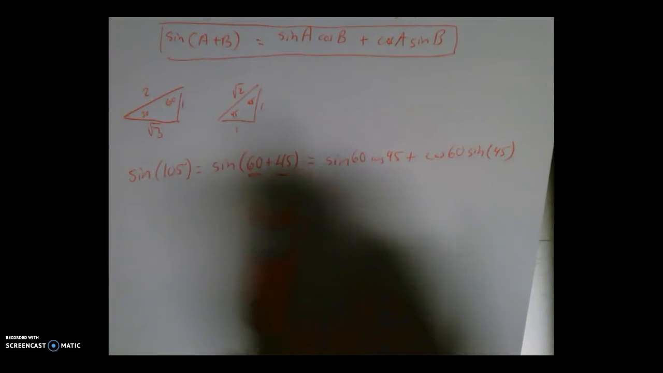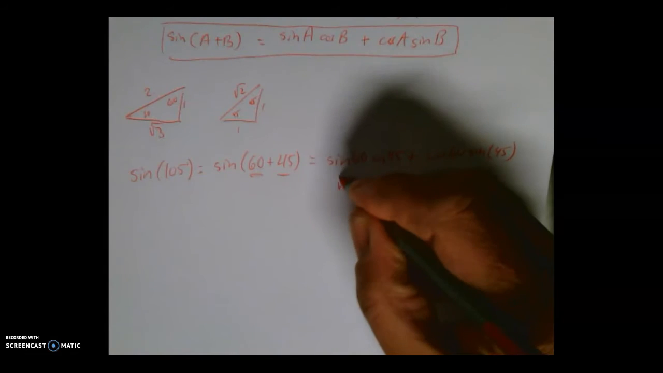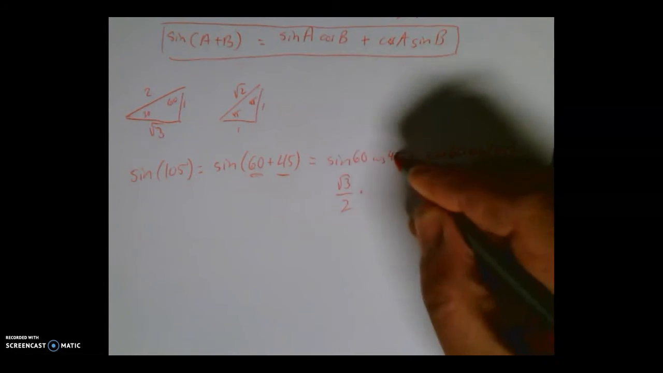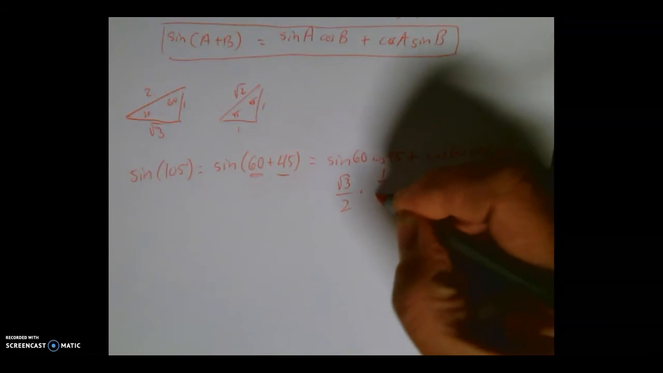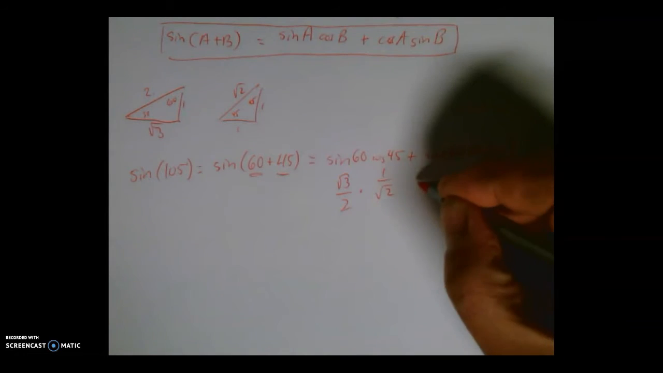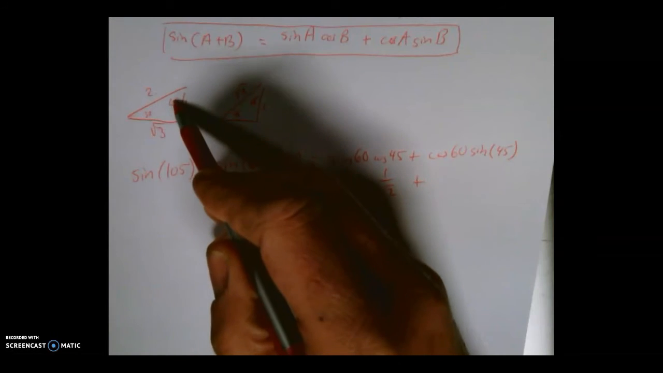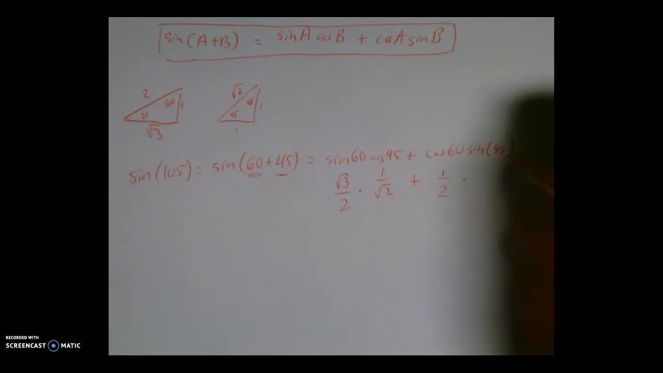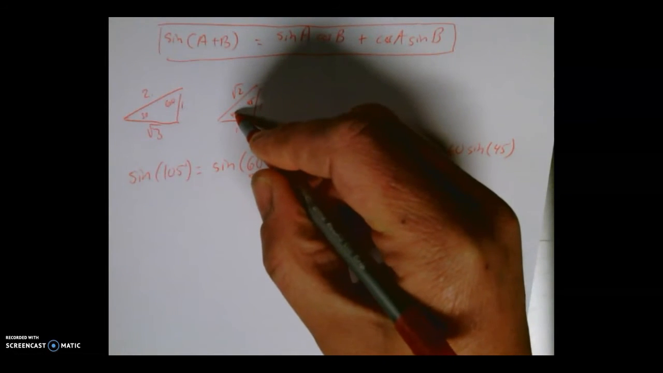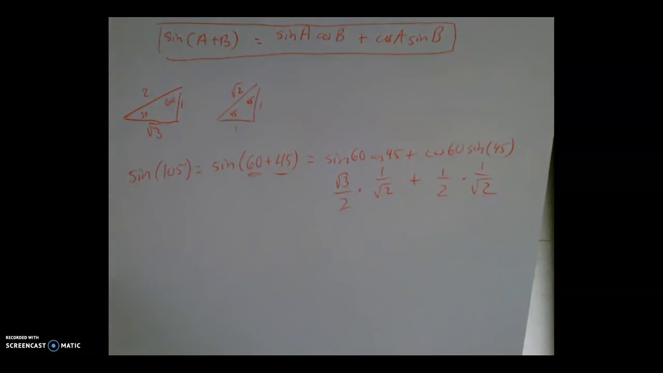What do I mean? Well, sine of 60 would be, from the 60, you go opposite over hypotenuse, because that's what sine is. Cosine of 45 is adjacent over hypotenuse. And that's that. Now we do cosine of 60. Cosine of 60 would be adjacent over hypotenuse. So that's 1 over 2. And sine of 45 would be opposite over hypotenuse, which also is 1 over rad 2. Okay, and then we just multiply these and add them.